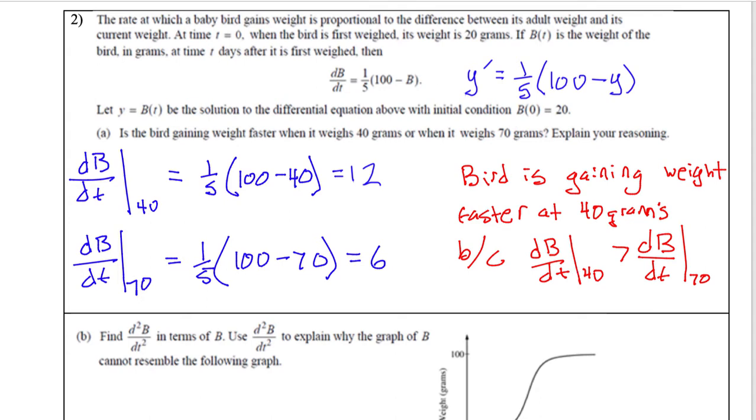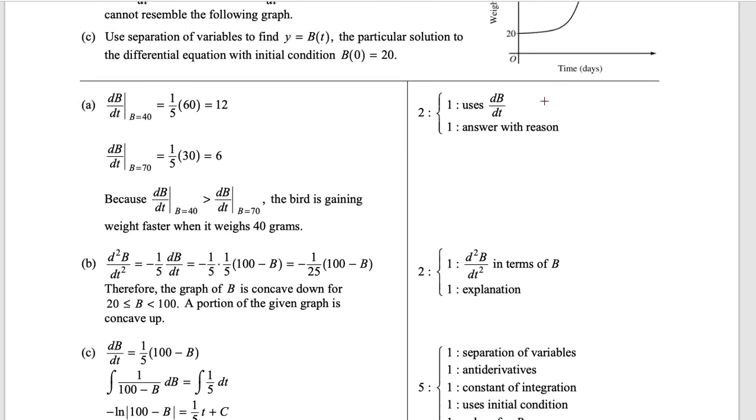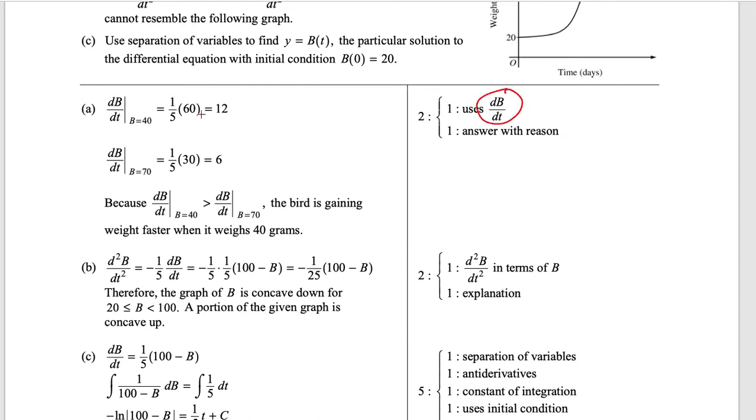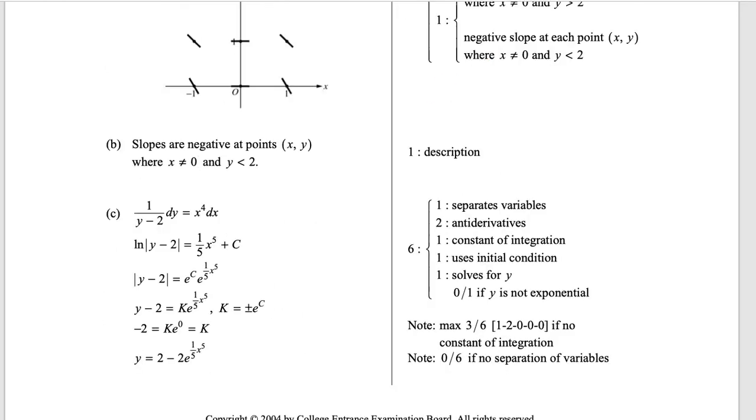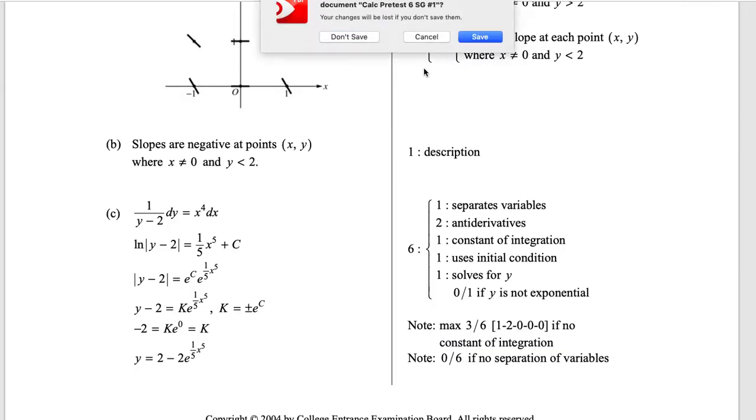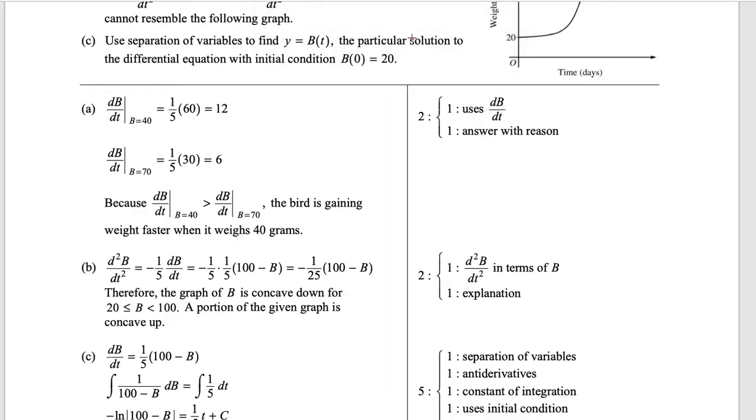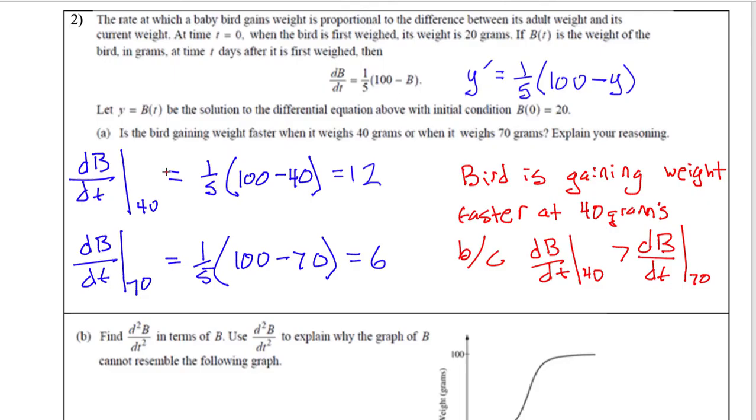And how many points do we get for this? 2. If you actually use dB dt, if you're somehow showing that you're plugging it in, just using it, even if you get these numbers incorrect, you can still get the point. It just says use, not get it correct. You don't have to get it correct to get the point. You just have to somehow show that you're using it.